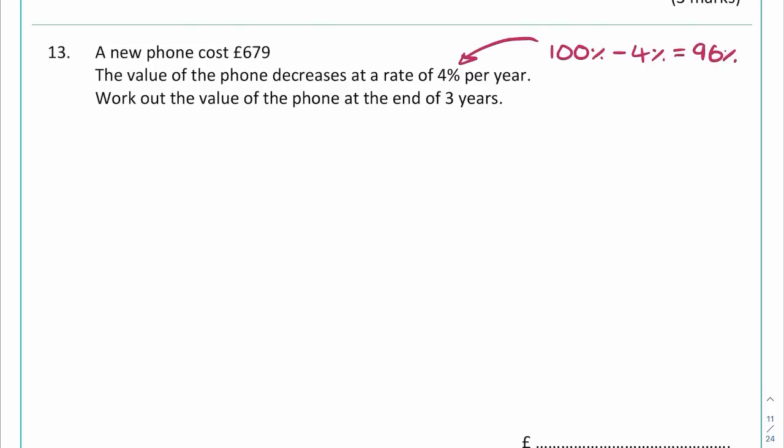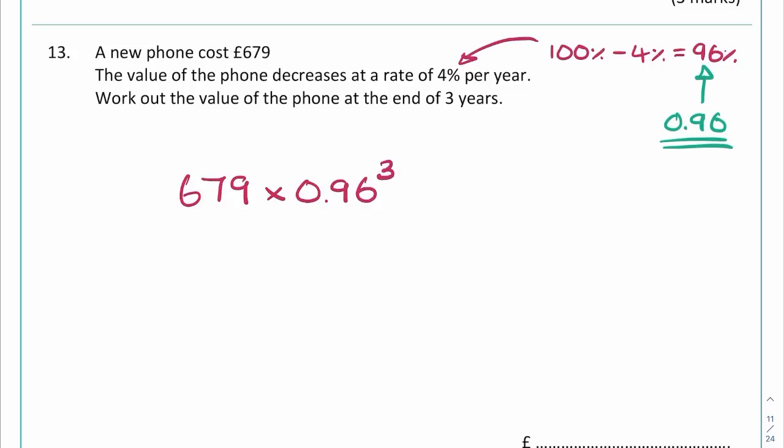Now, to actually work out 96% of an amount, there's lots of different ways you could do that. You could divide by 100 and times by 96, or you can use a multiplier of 0.96. So 96% is 0.96. Now you can use that straight away. You can just do £679 and multiply it by 0.96 and it will take 4% off for you. You can do that 3 times and get your answer, or you can save yourself even more time and you can put a power of 3 with the multiplier. So I can just type that in one go. £679 times 0.96, put a power of 3, and it gives me an answer.